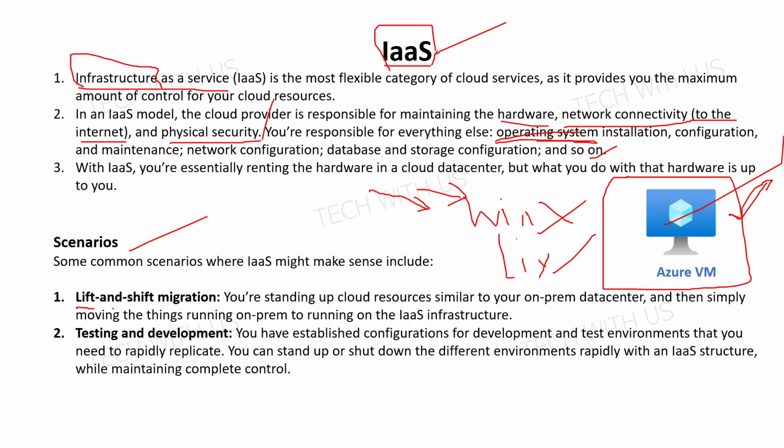Some of the common scenarios are lift and shift migration. What is lift and shift migration? If your company is on-premises, generally when you try to switch companies, you will get roles based on migration activities. Currently, if you are working on a project hosted on-premises, you need to migrate to Azure. When migrating to Azure, they will prefer IaaS, because you can just create a VM and migrate your application. If you have any queries on migration, we can discuss later, because this is an important topic where we need to see what exactly we should take care of. And testing and development.